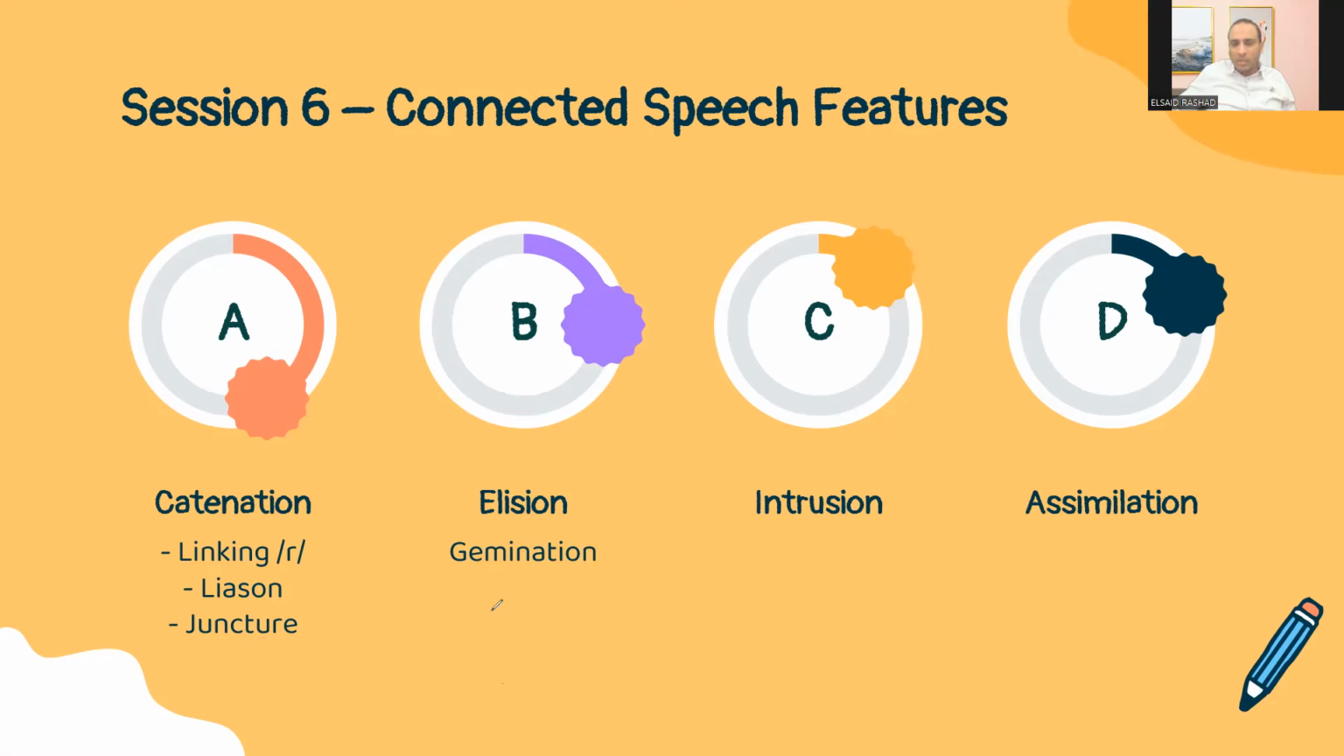Gemination, do you have any idea what gemination is? No, this is the first time. It's when you have two of the same consonant sounds, you pronounce them as one. Part-time, pasta, only one sound. Two sounds that are the same are pronounced the same. And maybe we know how to practice this, but we don't know the name.